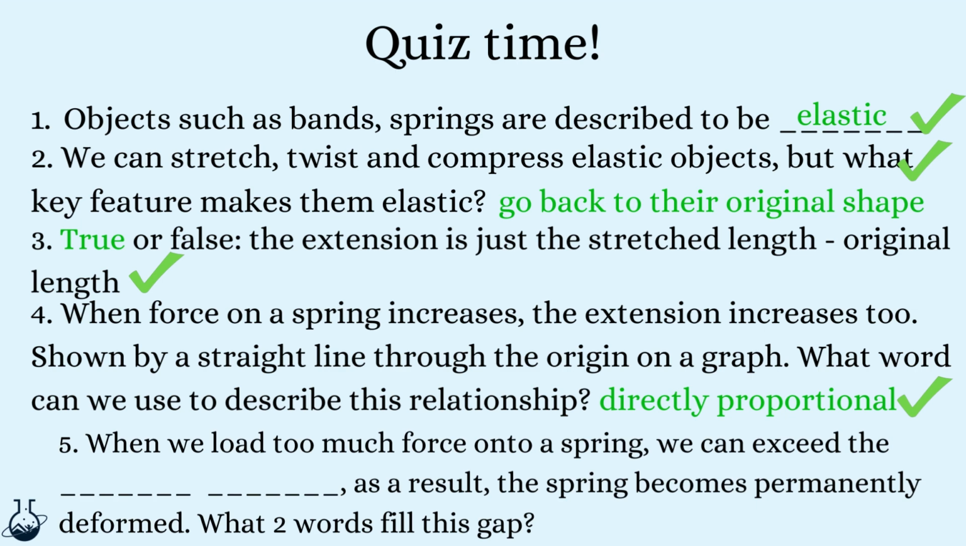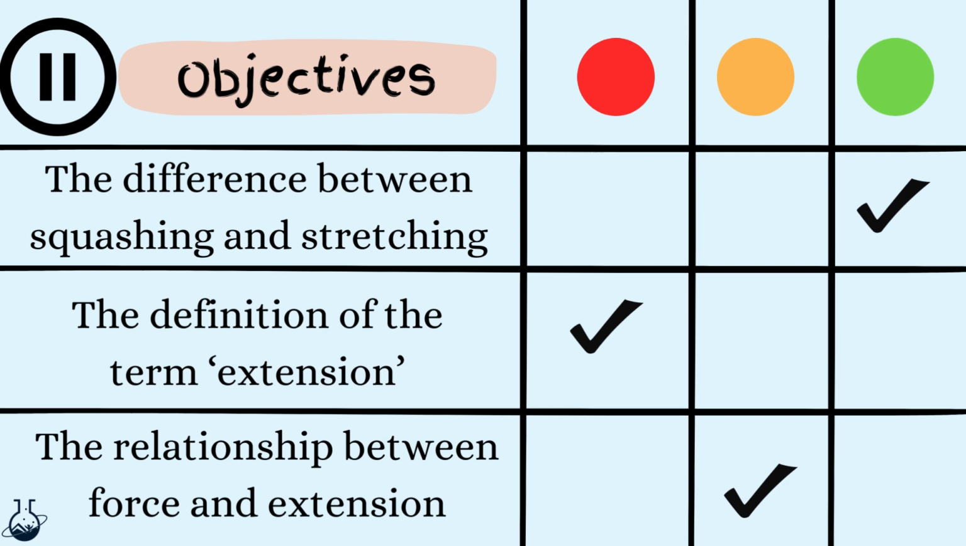Question 5. When we load too much force onto a spring, we can exceed the something something. As a result, the spring becomes permanently deformed. What two words fill this gap? The elastic limit. Great job if you remembered this one. Before finishing, take some time now to reflect on what you feel confident on and what you feel like you need some more practice on.